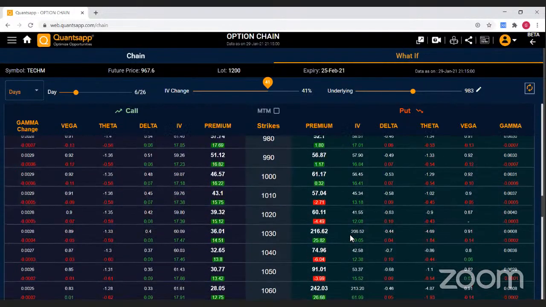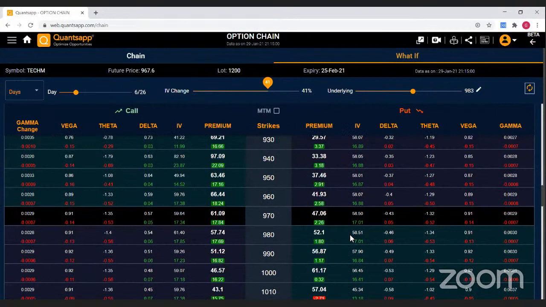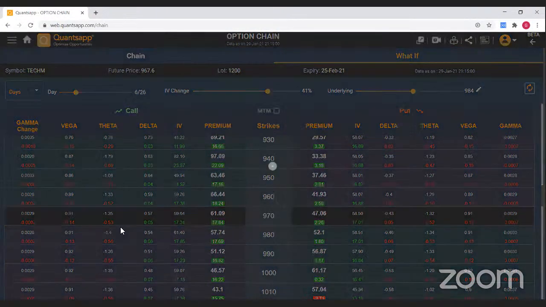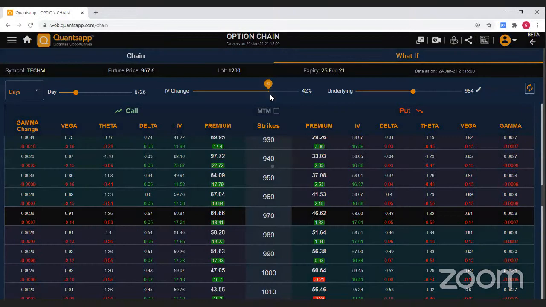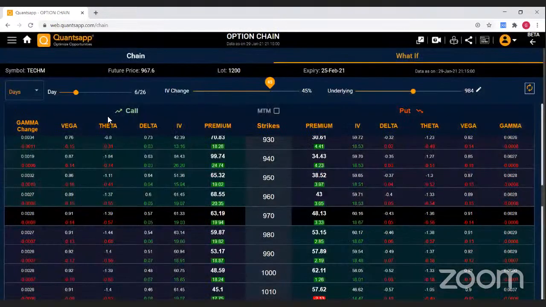So this is what it helps you with. It helps me analyze lots and lots of significance of the option Greeks. I can see here, if there's a 1 point increase, say from 983 to 984, how much the option premium will increase or decrease. If there's an incline in the volatility, how much the option premium is going to change.